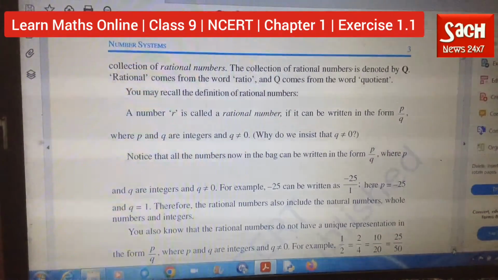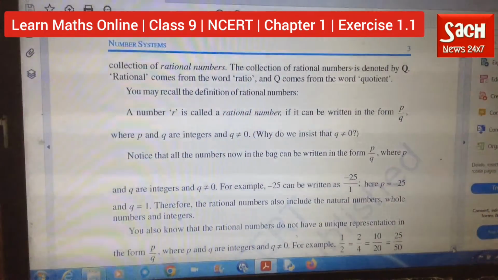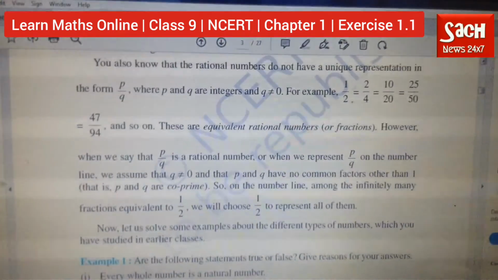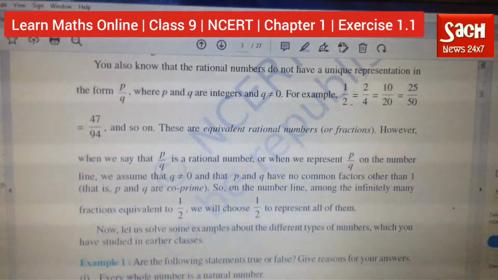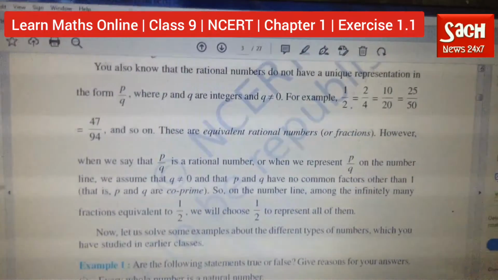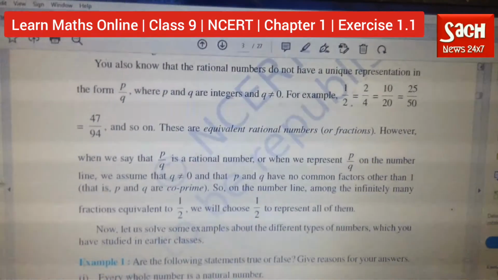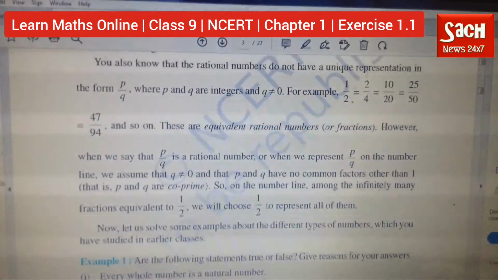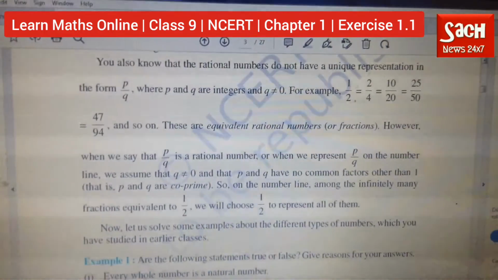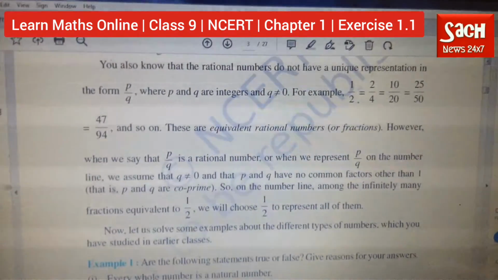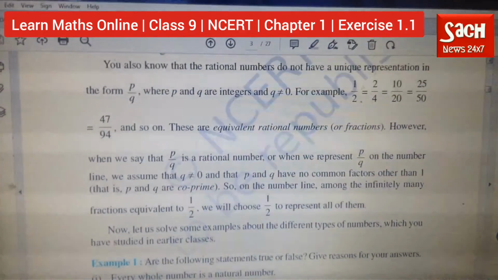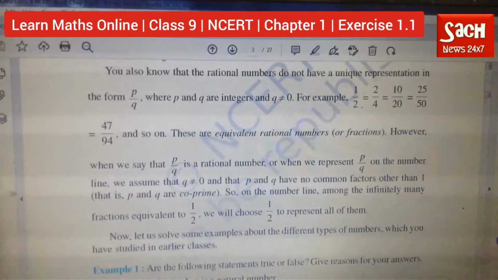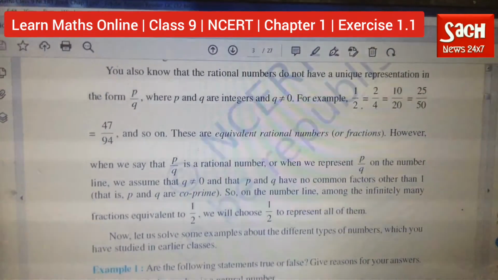We will understand all these numbers through examples. You also know that rational numbers do not have a unique representation in the form p/q, where p and q are integers and q is not equal to 0. For example, 1/2 equals 2/4 equals 10/20 equals 20/40 equals 47/94 and so on. It means that you can represent 1/2 as 2/4 also. You can represent 2/4 as 10/20 also. These are equivalent rational numbers or fractions.